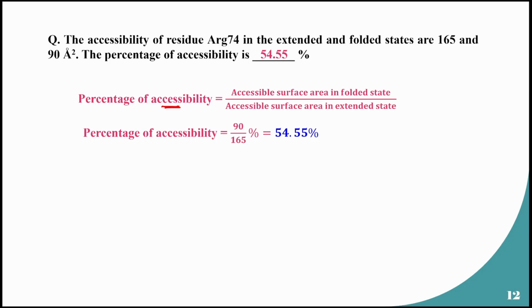So wouldn't it be 165 by 90? No, because you see, it's the folded state divided by the extended state. So that's the particular formula for accessibility. Okay, sir. Thank you, sir. In this case, it should be folded by extended only. So just remember this one. Okay.